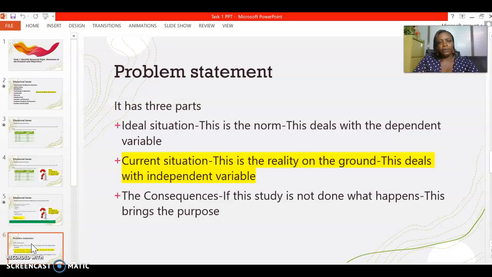Then that part is the consequences. If this study is not done, what happens? And this now brings the purpose of this particular study. So you can actually check whether you have a problem that is clear by evaluating against those 3 particular considerations. The induced situation, the current situation, and the consequences. When you have that, then your problem becomes clear.